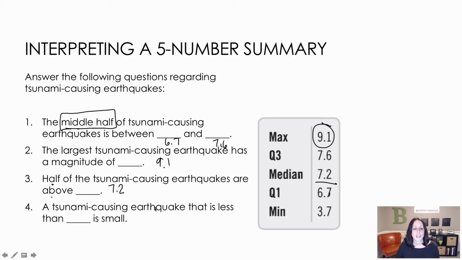And a tsunami causing earthquake that is less than what is small? Well, I would say less than our Q1 data, because the middle half of our data is between Q1 and Q3. That means from here up is 75% of our data. So if it's below that Q1, then it's probably pretty small. So I wouldn't say below the minimum, because the minimum is the minimum. It can't be below that. So these are the values that we would answer.